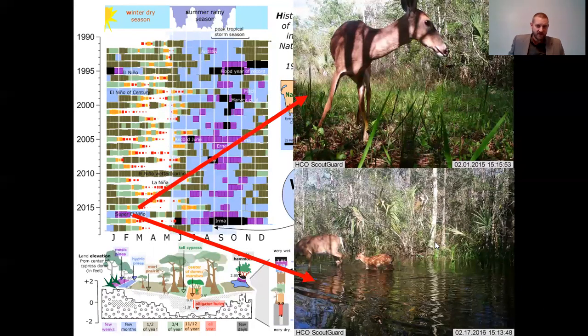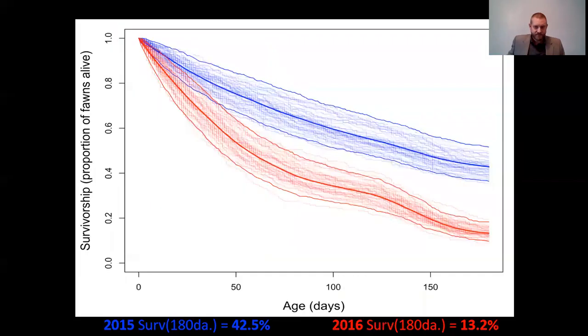This is the same camera trap during the fawning season for 2 different years. Incredibly different fawning conditions. And when we modeled that fawn survival process, we found that there were almost 30% higher fawn survival probability during the dry season, during the drier year than the wetter year.